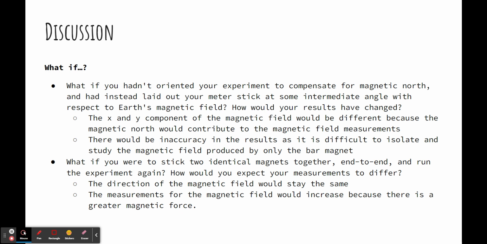What if you were to stick 2 identical magnets together and run the experiment again? So the direction of the magnetic field would stay the same. However, the measurement of the magnetic field would increase because there's a greater magnetic force.